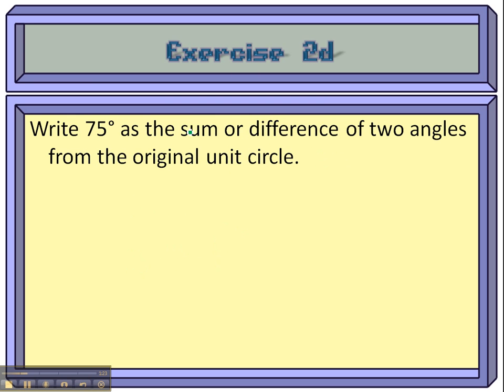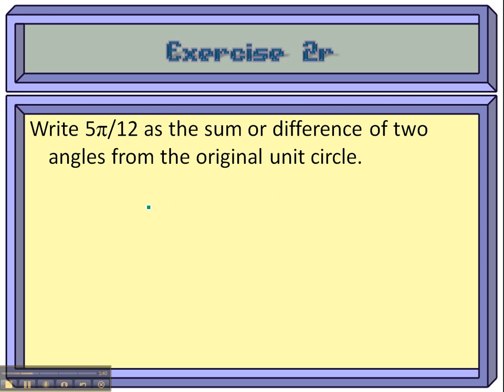Now 75 degrees as the sum or difference. 75 degrees, we could rewrite it as, can't do it as a difference. How about 45 plus 30? Check. And 5 pi over 12 is the same thing as 75 degrees. So I should be able to rewrite it exactly the same way, which was 45 plus 30.